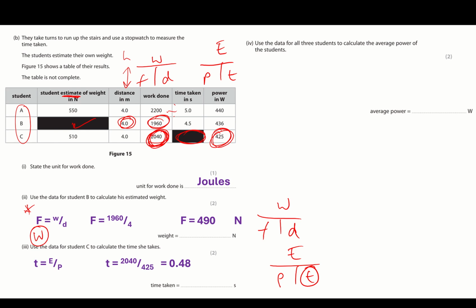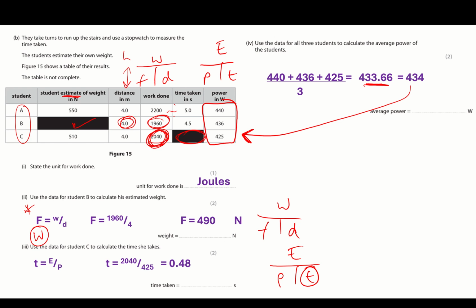Then the last part, use the data for all 3 students to calculate the average power. So the average power is, add those 3 things up. There's nothing anomalous there, so I can leave that in, divide by 3. Done, 434. Now what is important, you don't leave it like that. If they give you a table of information, you should always go to the same number of decimal places or significant figures as the data they give you. Important.